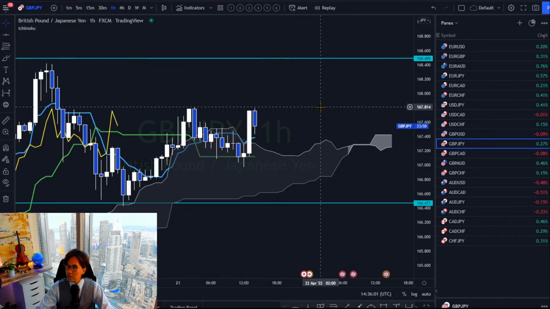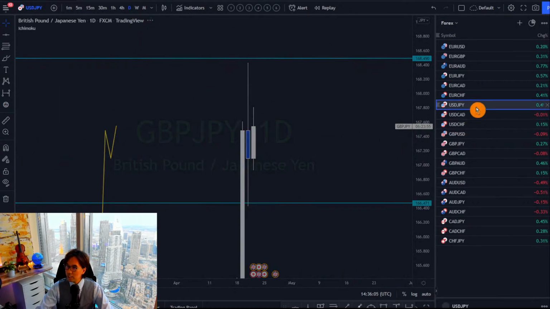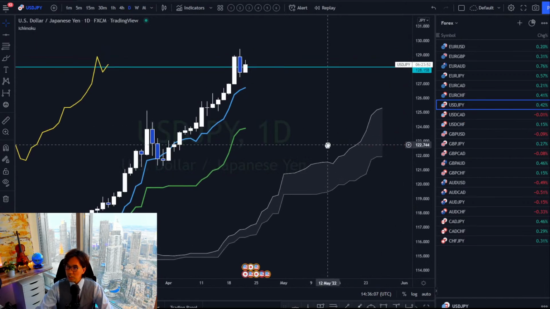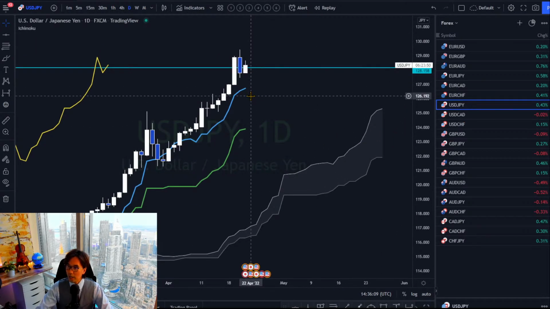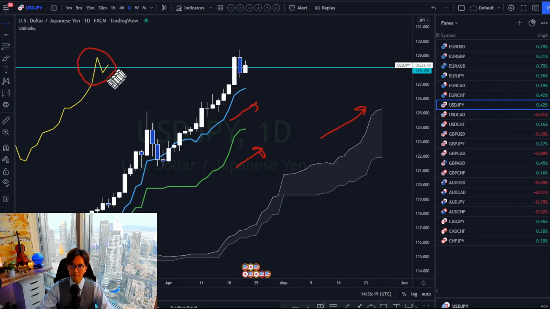And let me look into some other JPY. Like let's look at the USD JPY. So USD JPY is also well, this one looks better because not only Senko span A is up, but also Kijun Sen, Tenkan Sen is also bullish, and Chikou span above candles. So USD JPY looks better than Pound JPY for these situations.